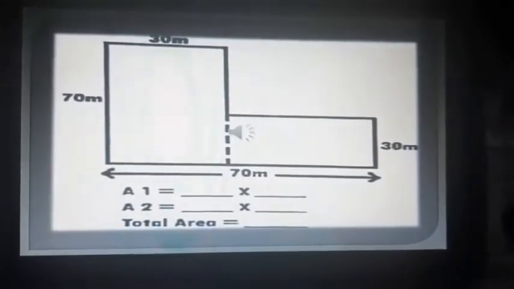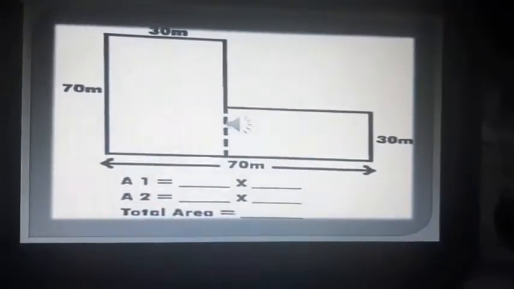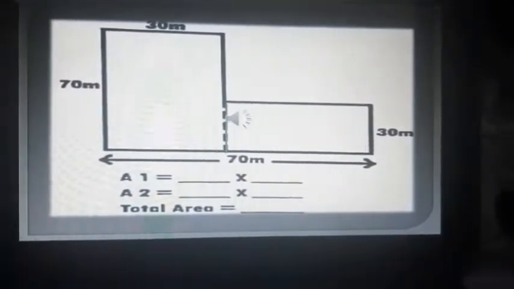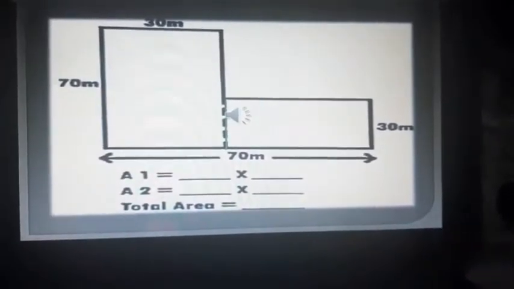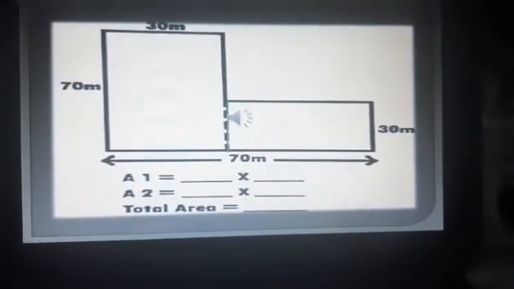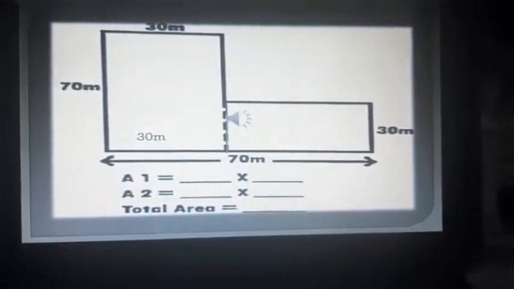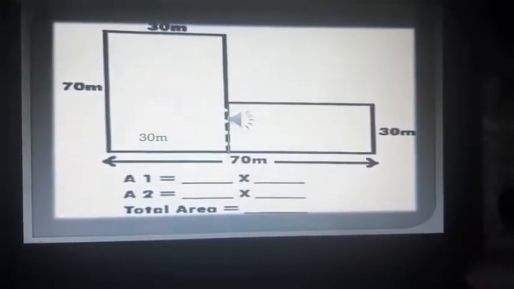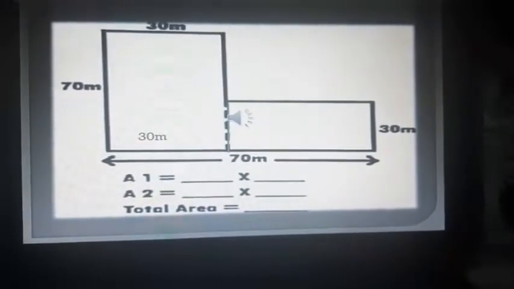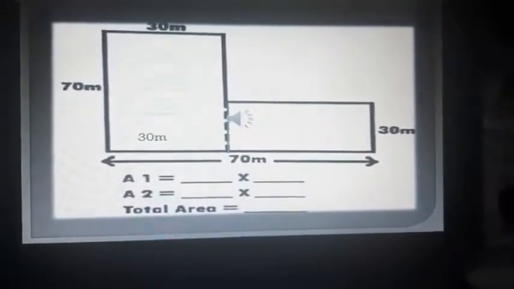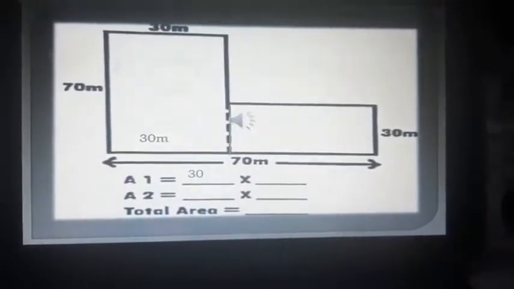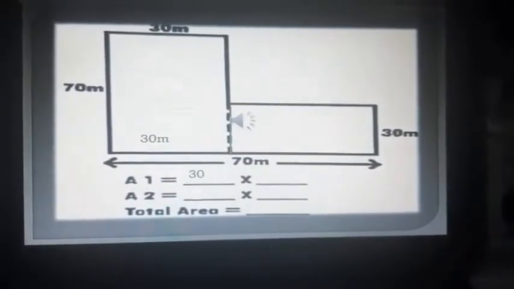Another, I have here another complex shape, so make a line to divide it. Okay, here he gives you 30 meters in length, so the opposite equals 30. But he gives you the total length equal 70 meters, so I will make minus between 70 and 30, it will be 40.